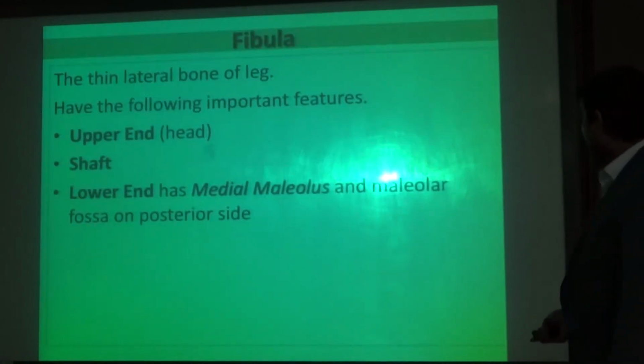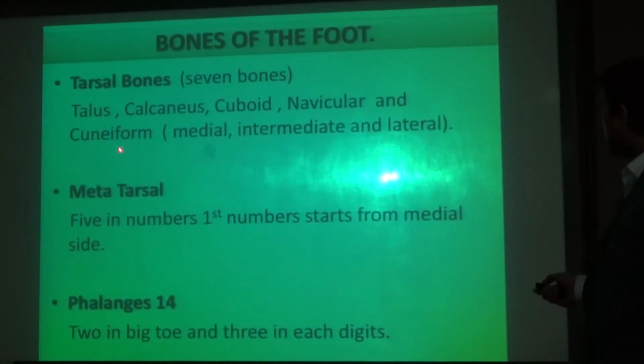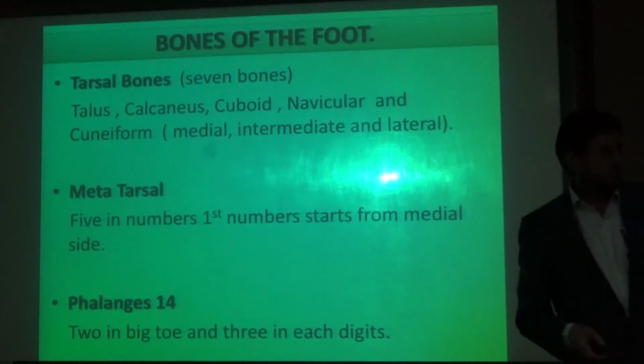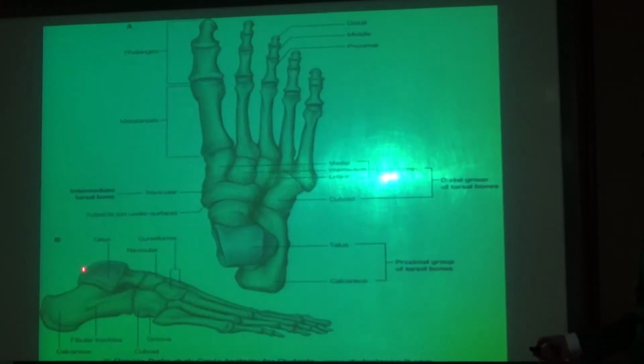And how many bones do we have? Talus in the foot, metatarsals, we have 7 tarsal bones: talus, calcaneus, cuboid. Which one is the biggest? Sure? See here. Very big. Which one is more on the upper side? So which one is making the ankle joint?